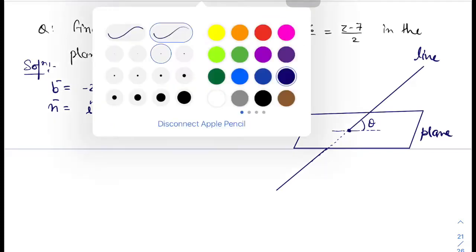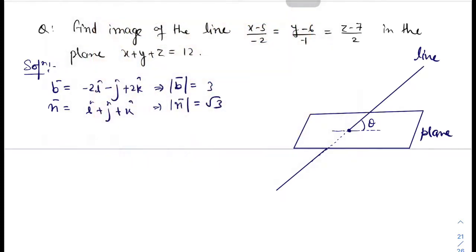In this case, if we are required to find the image of this line in the plane, then we will consider this plane to be a mirror. And the image of this line will be like this.